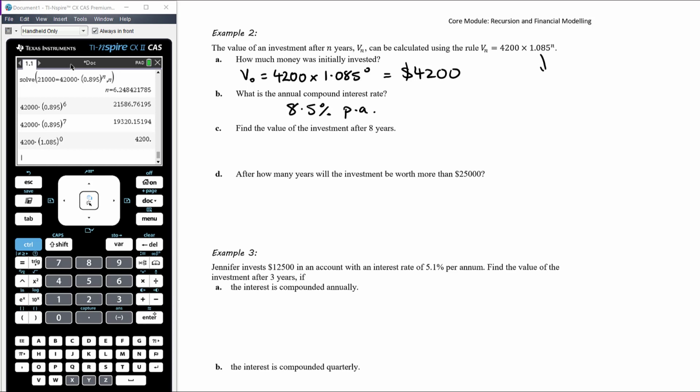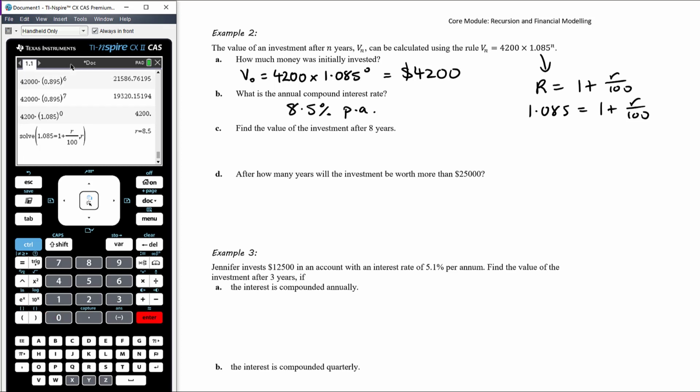As I said before, if you need to use your rule, you know that R is equal to 1 plus R on 100. So in this case, 1.085 equals 1 plus R on 100. You can get your CAS to solve that equation for you. 1.085 equals 1 plus R on 100. Solving for R, 8.5.